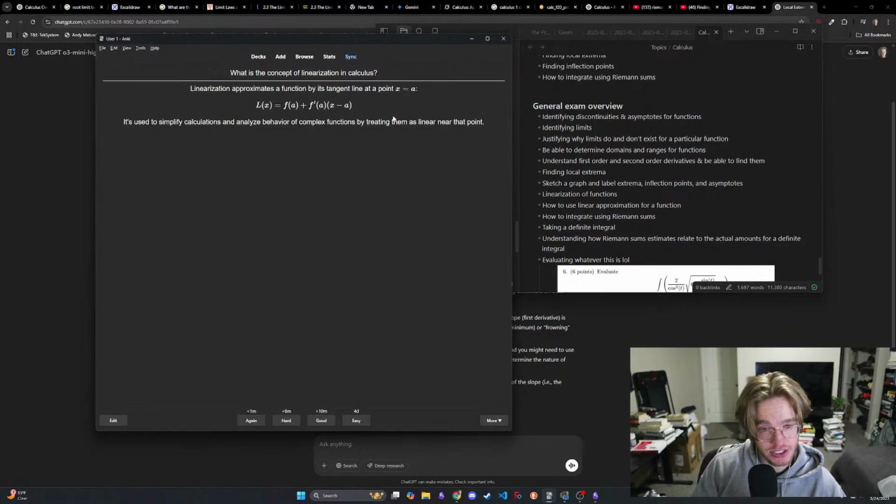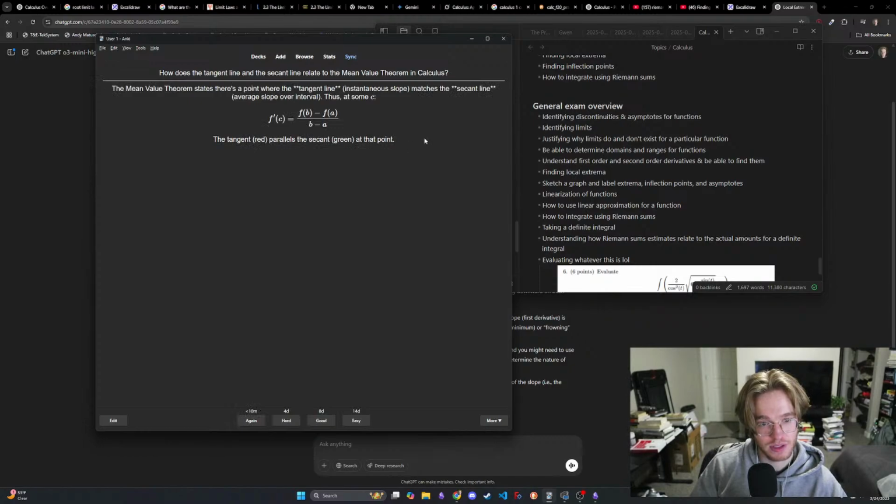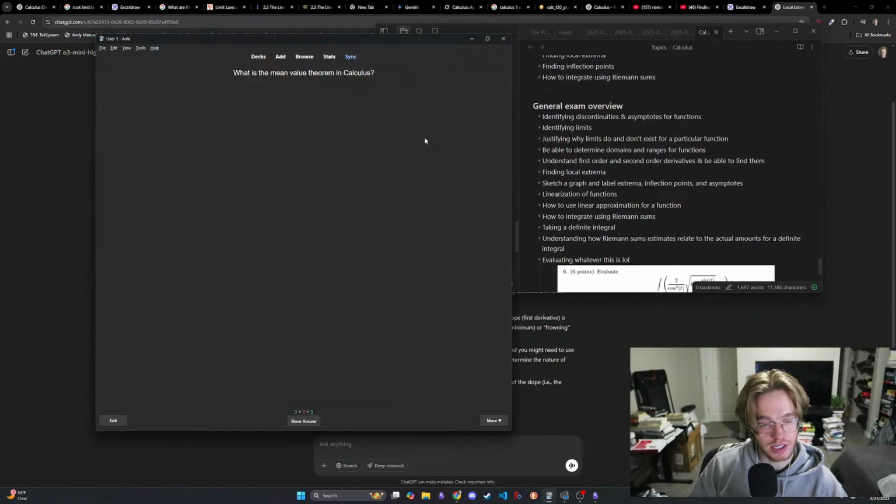It approximates a function by its tangent line at a point x equals a. It's used to simplify calculations and analyze behavior of complex functions by treating them as linear at that point. Okay, that's reasonable. How does the tangent line and the secant line relate to the mean value theorem? It is the mean value theorem. It states that there is a differentiable point on the function between points A and B that make up a secant line, right? So on this function, there is a tangent line that is parallel to the secant line. Okay, I just answered that.